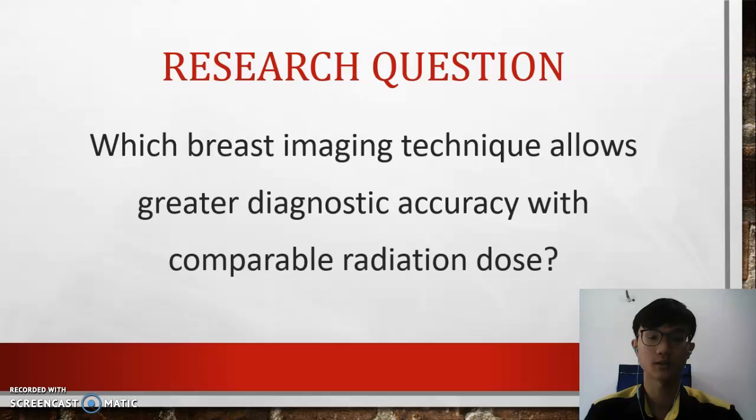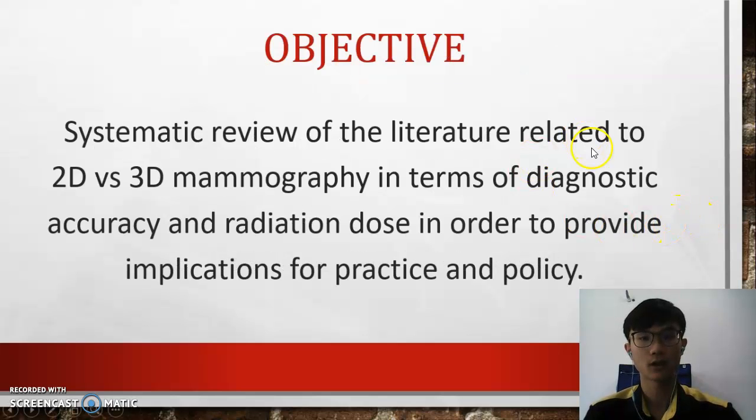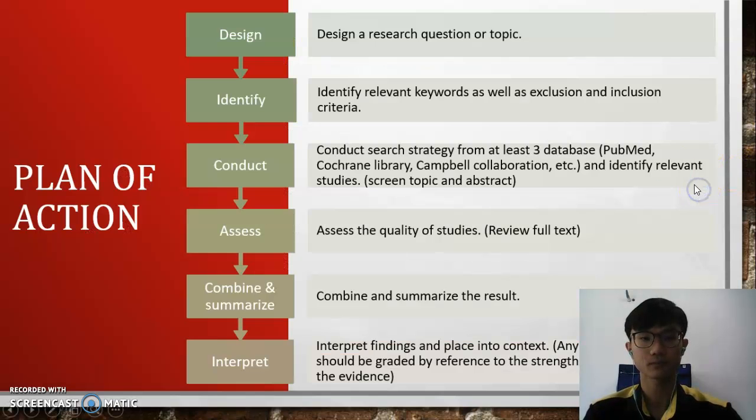So to kickstart a systematic review, a research question needs to be designed. Therefore, the research question of my systematic review is which breast imaging technique allows greater diagnostic accuracy with comparable radiation dose. With this, the objective is to systematically review all the articles and literature related to 2D versus 3D mammography in terms of diagnostic accuracy and radiation dose in order to provide an implication for practice and policy. So this is the plan of action for my research.